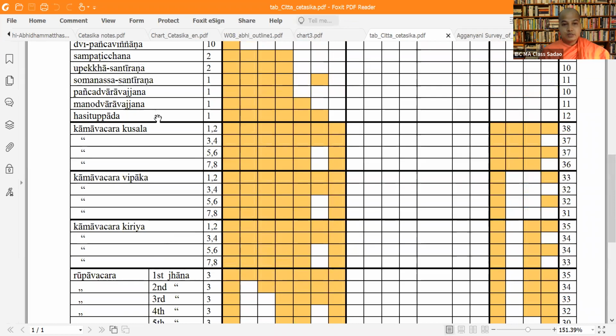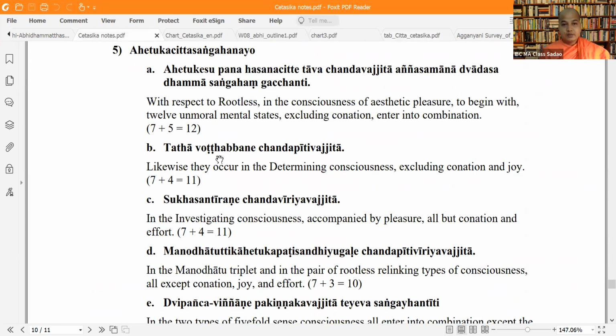This one, Hasitupada Chitta: 12 mental factors are present. Next, Tatha Vuttanaya Chanda Piti Vajjita. Likewise, they occur in the determining consciousness, excluding connection and joy. 11.